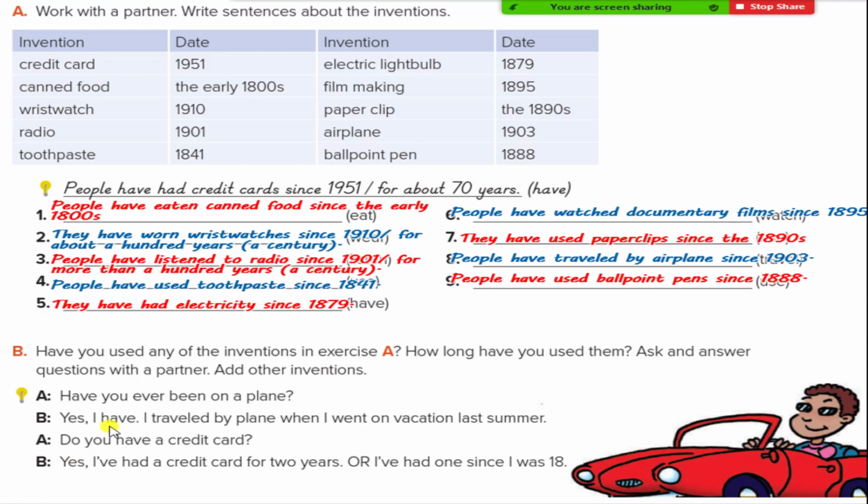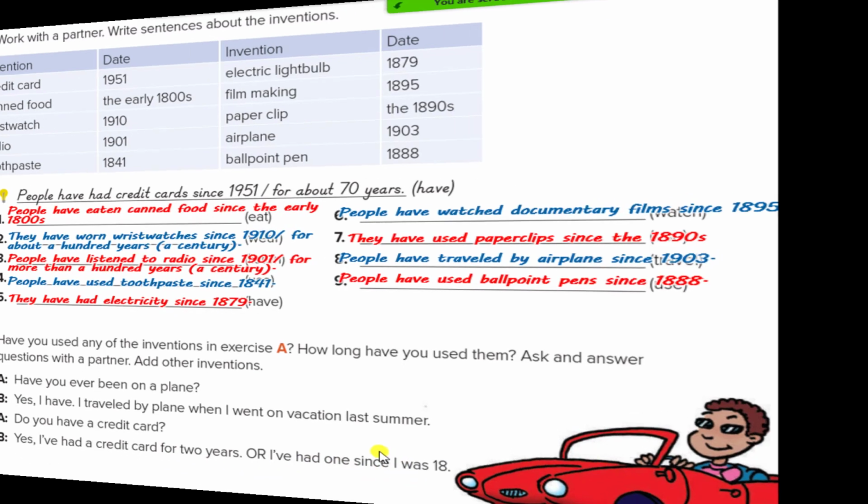Who can act this example? Okay, Ayman and Ahmed. Okay, start, Ayman. Have you ever been on a plane? Yes, I have. I traveled by plane when I went on a vacation last summer. Do you have a credit card? Yes, I've had a credit card for 2 years, or I have had one since I was 18. Okay, thank you, Ayman and Ahmed.